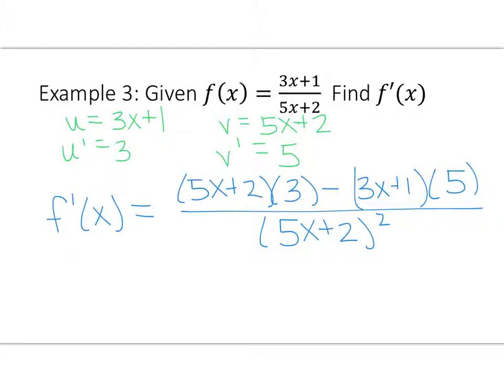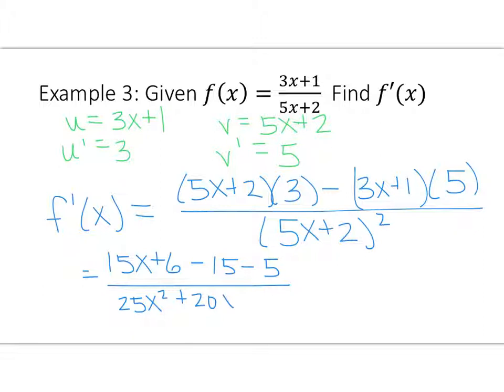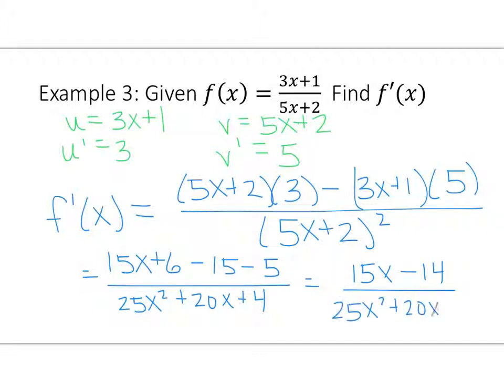Now the calculus part is done. Now it kicks into algebra. We have to clean that up. So this becomes 15x plus 6 minus 15x minus 5. Remember, I had to distribute that negative. All over 25x squared plus 20x plus 4. I can combine like terms, so my numerator becomes 15x. 6 minus 15 is negative 9. Negative 9 minus 5 is negative 14 over 25x squared plus 20x plus 4. And then I can't simplify that any further.